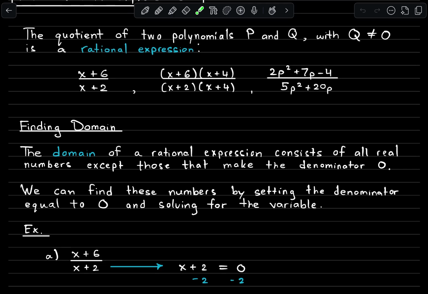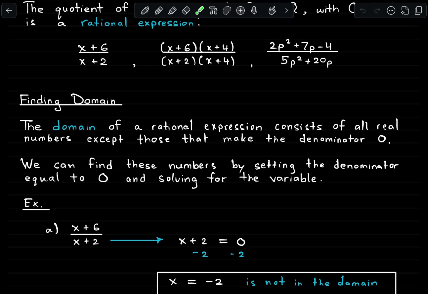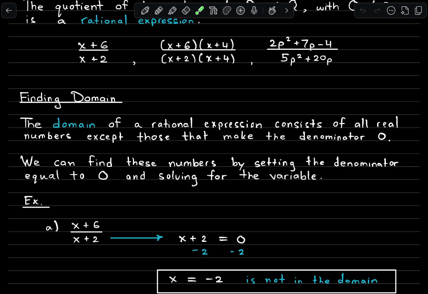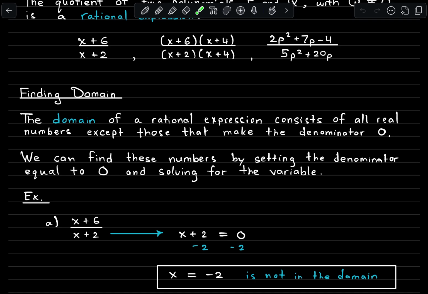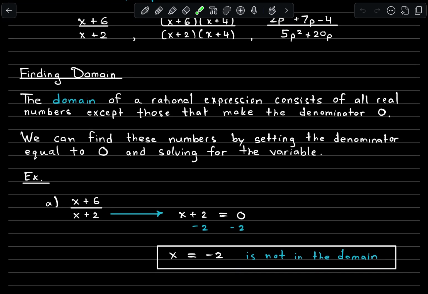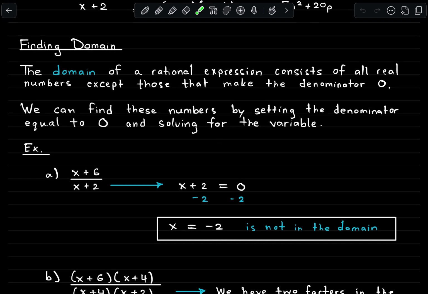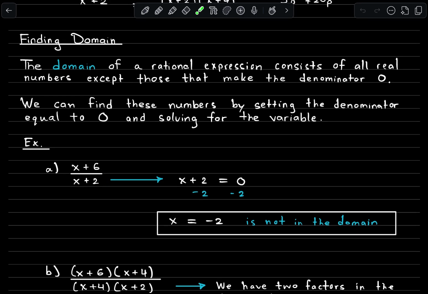Minus 2 from both sides. x equals negative 2. That cannot be in the domain of this rational expression, because if we plug in negative 2, it's going to make the denominator 0, and that will be a problem. Okay? So the domain is going to be every other x value except for x equals negative 2. Everything else is perfectly permissible. Now let's look at example B.